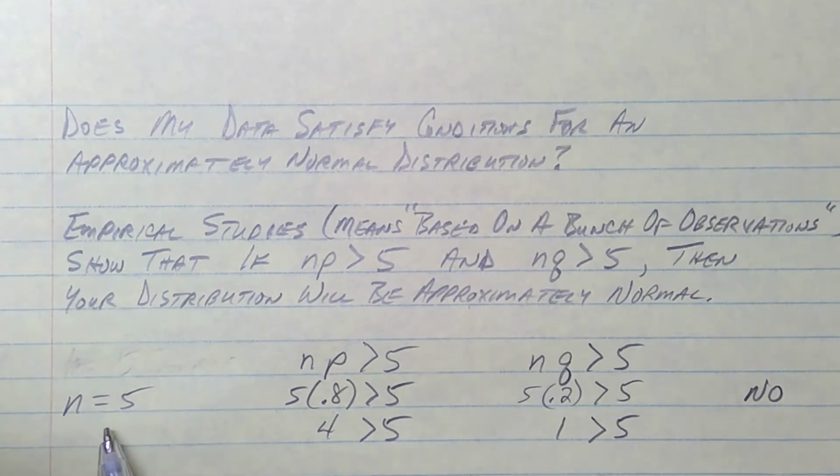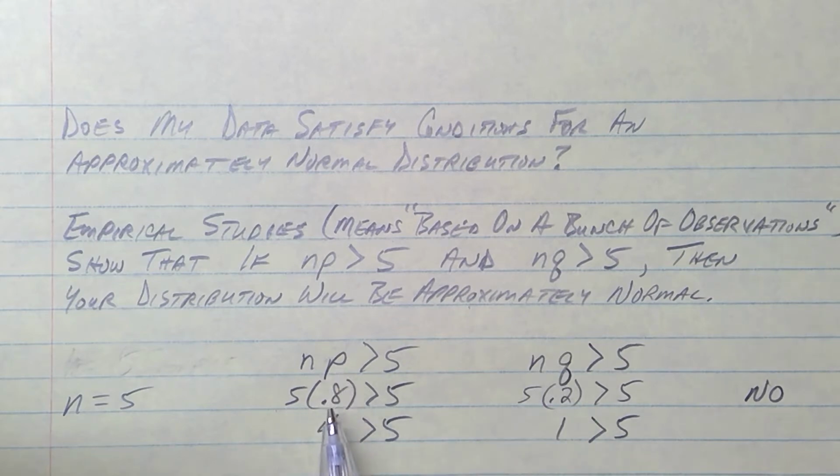Let's say we check 5 players, all right? Maybe I'm watching 5 players who I think are 80% free throw shooters. I'm going to check conditions. So I watched 5 games. 5 times the proportion of success, that's 8 out of 10. Is it greater than 5? 5 times 0.8 is 4. 4 is not greater than 5. So I'm going to say no, this number of observations is not enough to assume that my curve will be a normal curve.